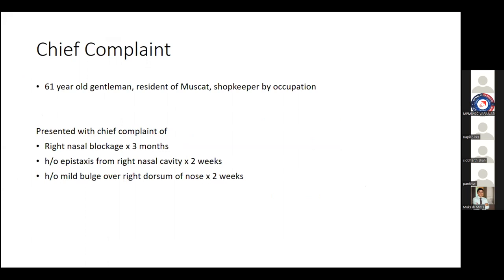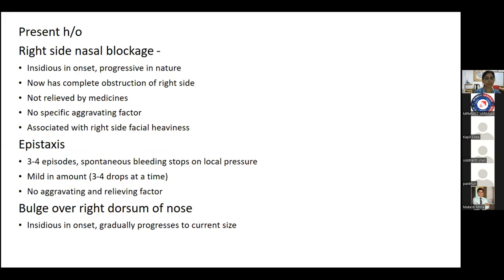I am presenting a case of a 61-year-old gentleman, resident of Muscat, shopkeeper by occupation, who presented to us with chief complaints of right nasal blockage for the past 3 months, history of epistaxis from the right nasal cavity for the past 2 weeks, and history of mild bulge over the right side of the dorsum of the nose for 2 weeks. Coming to the present history, the patient gives a history of right side nasal blockage for the past 3 months.